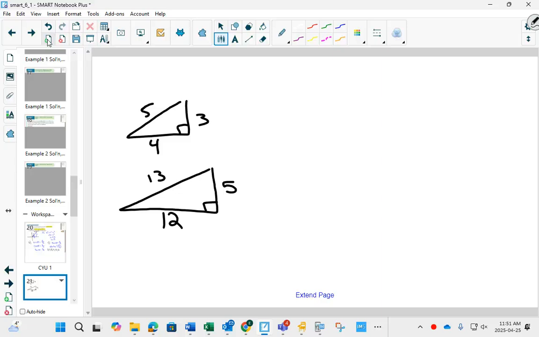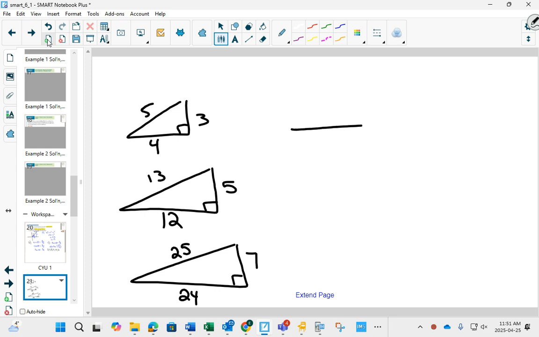I'm going to show you the third one, and then you have to tell me the fourth one. So the third famous triangle is 7, 24, 25. And you have to tell me something about the fourth famous triangle, where all the numbers are nice whole numbers. Even if you can only tell me one side.